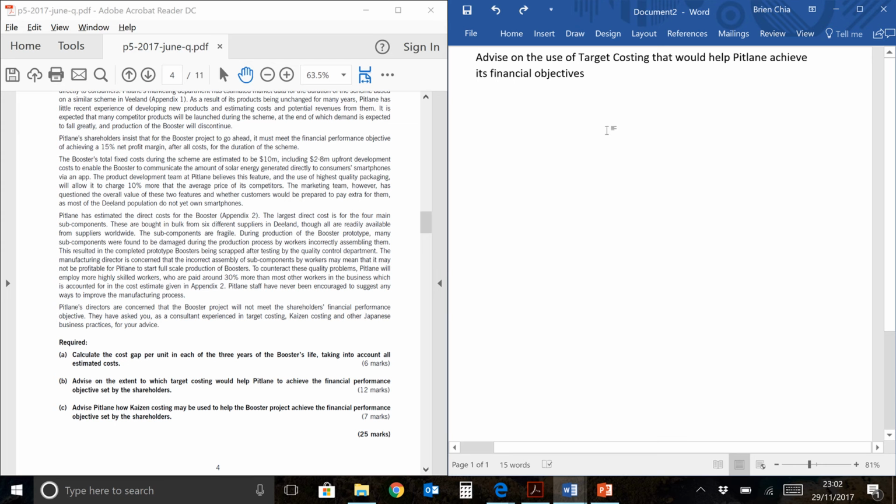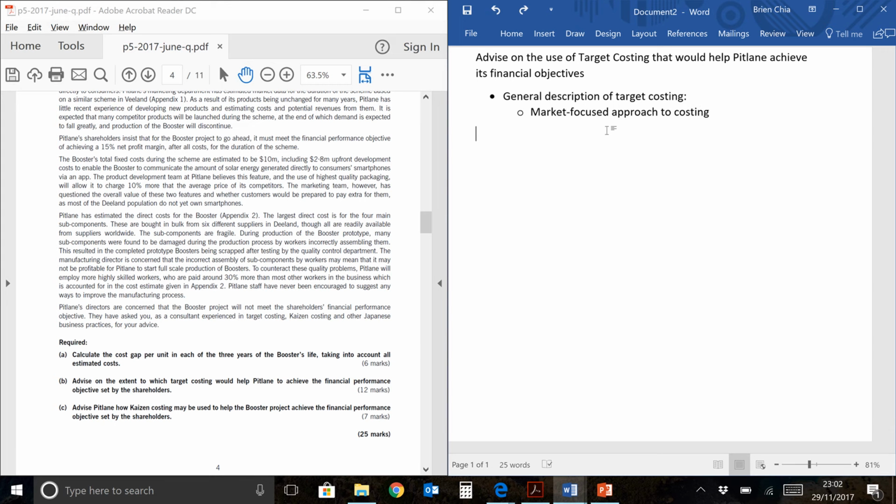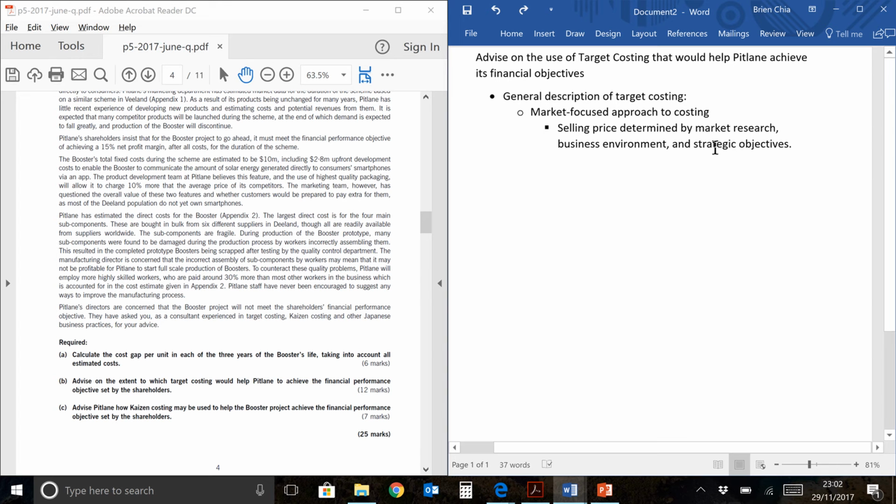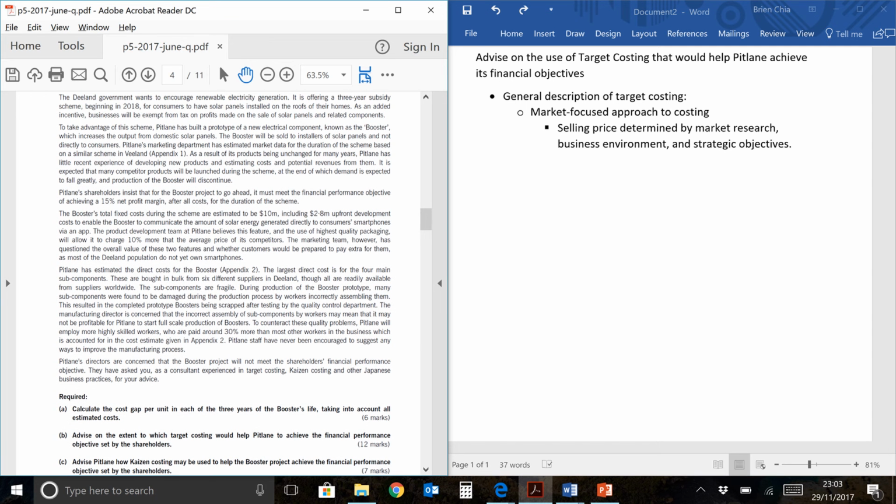So let's straight up start with the general description. Most importantly, it is a market-focused approach to costing. It's externally focused on things outside the organization, such as the market, demographics, economics, and things like that. It starts by determining a target selling price. Now, you can have many factors which might influence your determination of the price. I've given you 3 over here. And it is externally focused. And when we approach the question, we need to look at things which are external to the company over here.